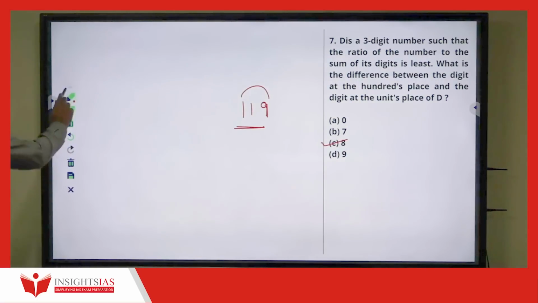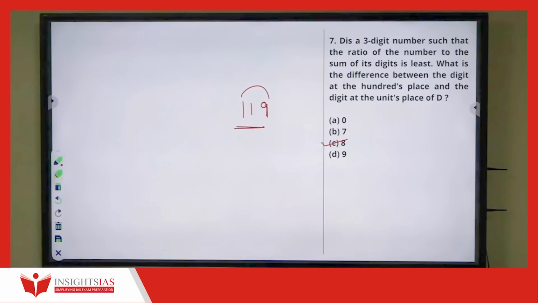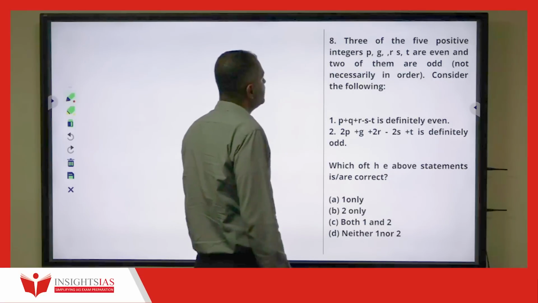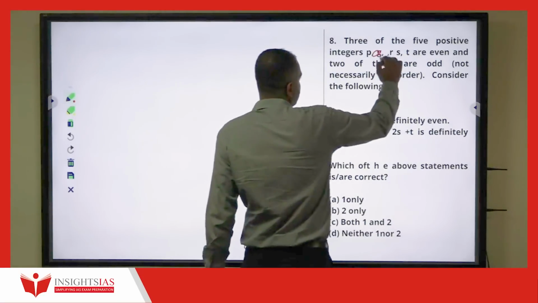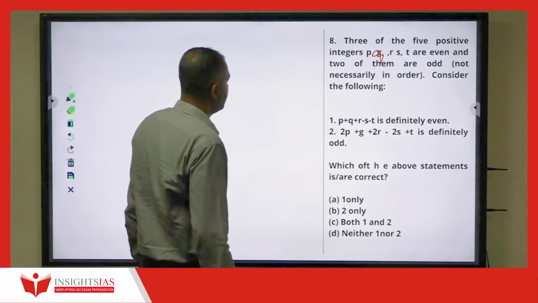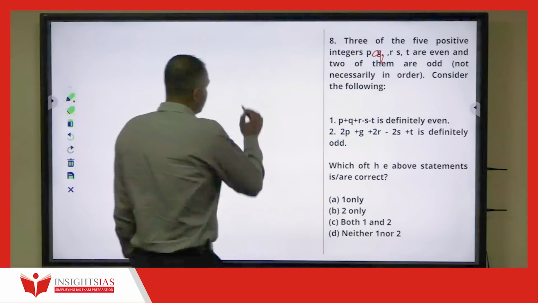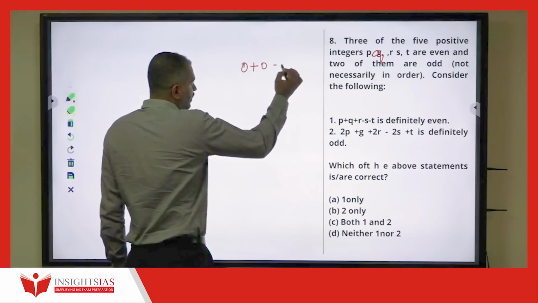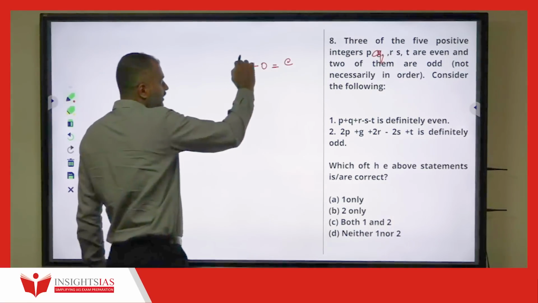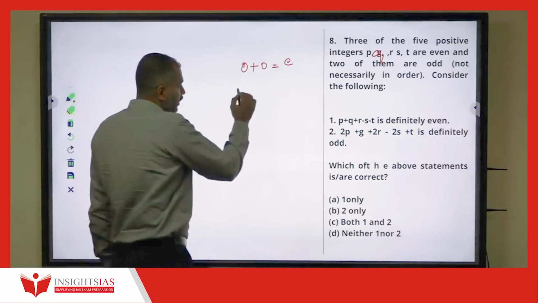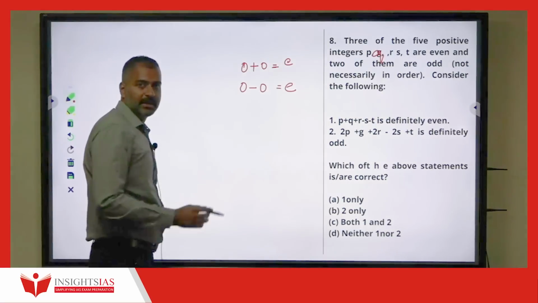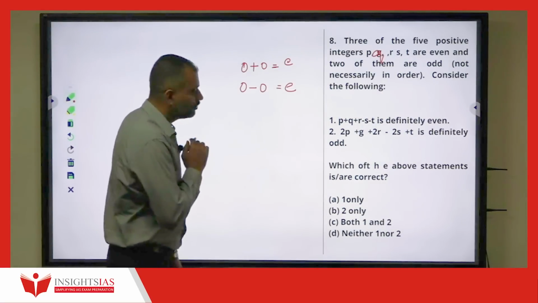Some questions are something like this. I have done a lot of trial and error here. 3 of the 5 positive integers P, Q, R, S, T are even and 2 of them are odd, not necessarily in the same order. Consider the following. Now, see, odd plus odd is equal to even, for example, 5 plus 3 is equal to 8. Odd minus odd is equal to even only, 5 minus 3 is equal to 2.